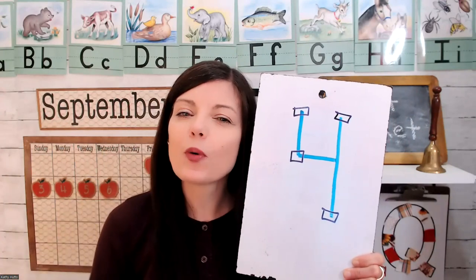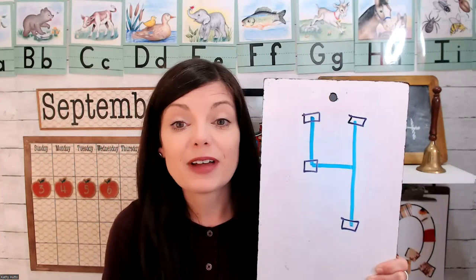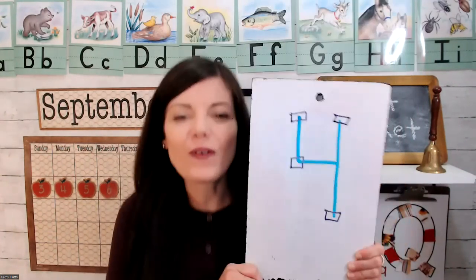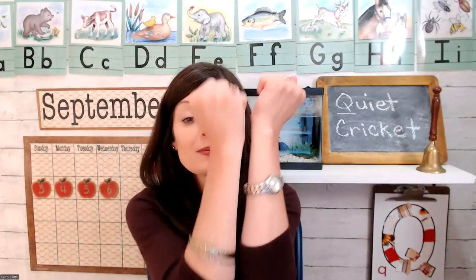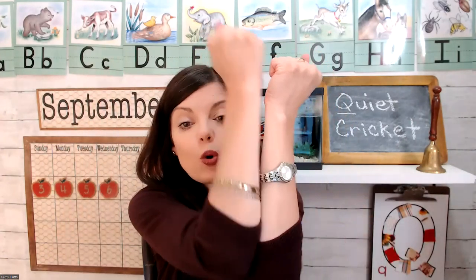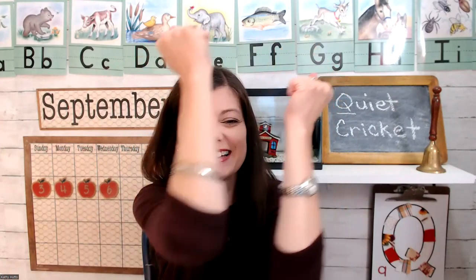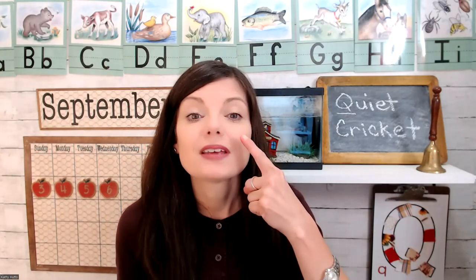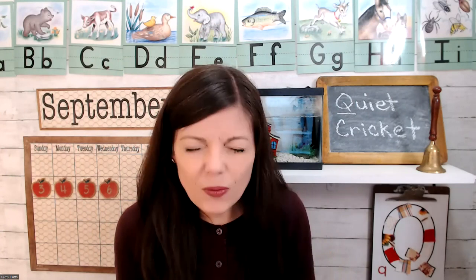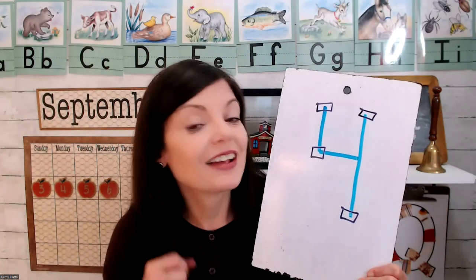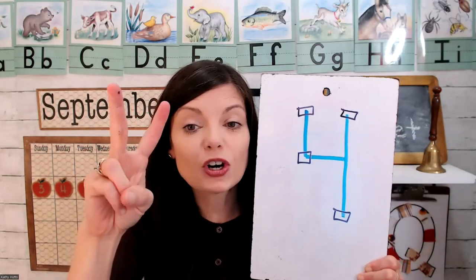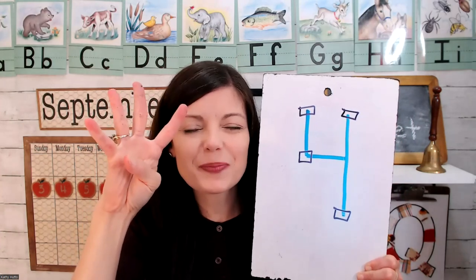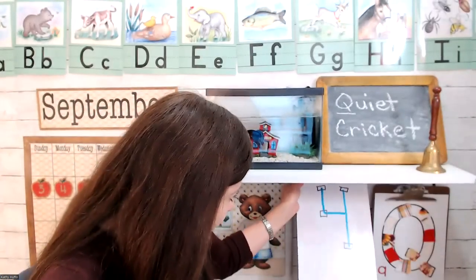Let's practice number 4 by jumping 4 times like a cricket. You ready? 1, 2, 3, 4. Now a cricket chirps by rubbing its arms together. So let's rub our arms together 4 times. 1, 2, 3, 4. Now let's blink our eyes 4 times. Crickets have compound eyes. 1, 2, 3, 4. Now let's chirp 4 times. You ready? Chirp, chirp, chirp, chirp. Very, very good. Well, that was our math time for today.